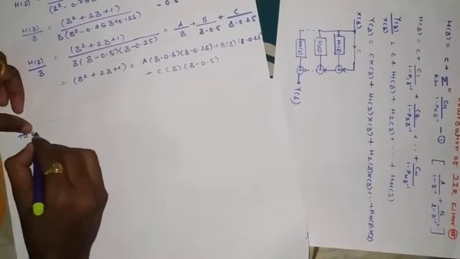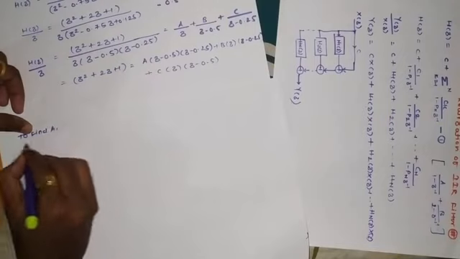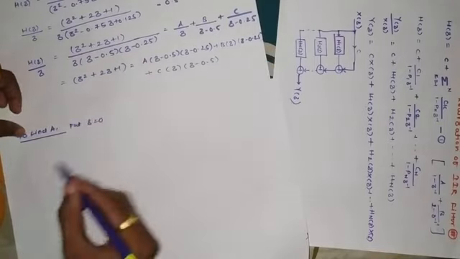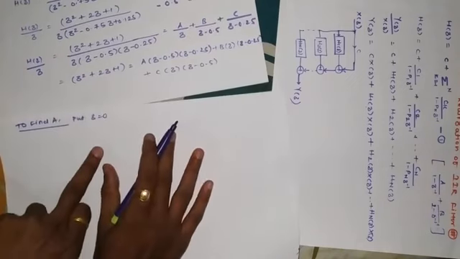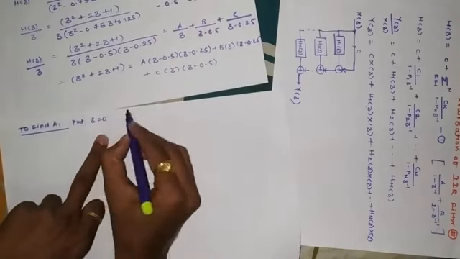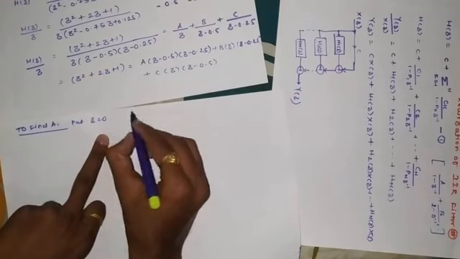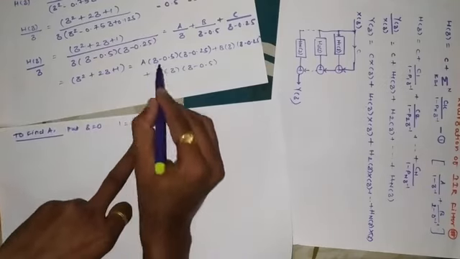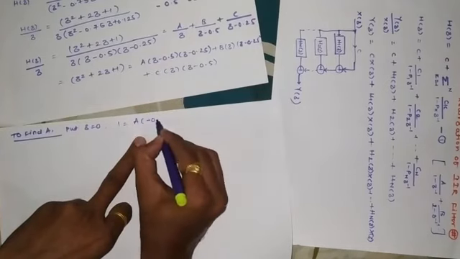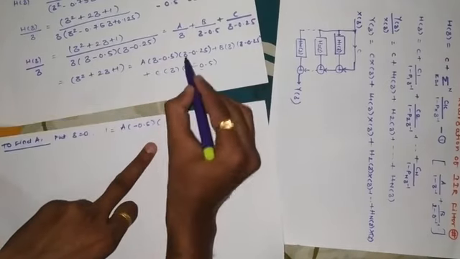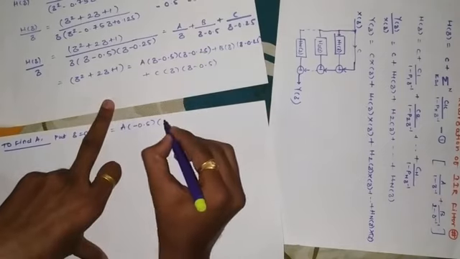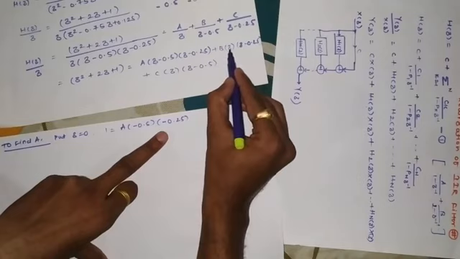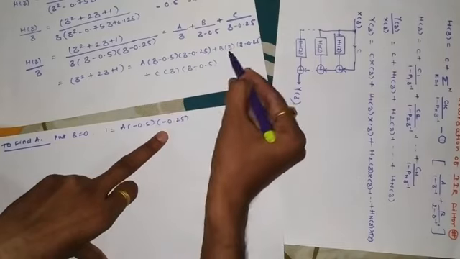To find A, put z is equal to 0. Now putting z is equal to 0 in the above equation, we'll get LHS as 1. So 1 is equal to A into 0 minus 0.5, so this is minus 0.5, into 0 minus 0.25, which will be minus 0.25, plus B into 0, C into 0 will be 0. That means all these terms are 0.